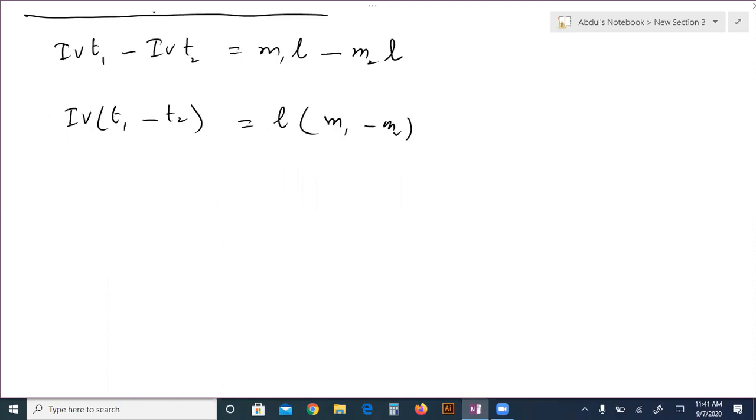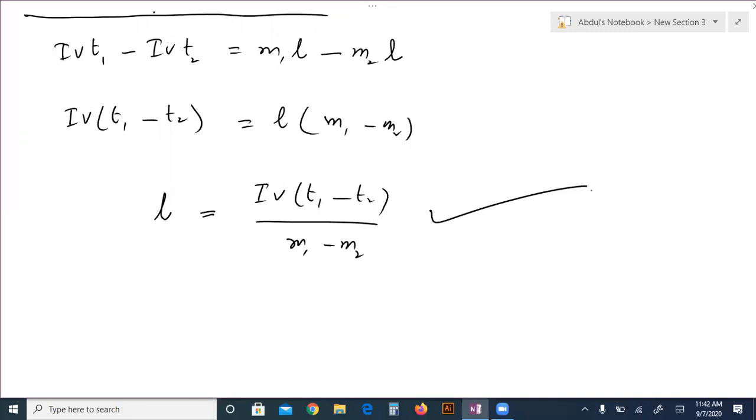So when we will use this formula, specific latent heat L equals IV (T1 minus T2) divided by (M1 minus M2). So this is the correct value. So the underestimation is corrected. It is fixed now by this formula.